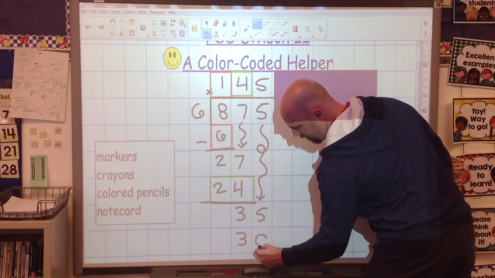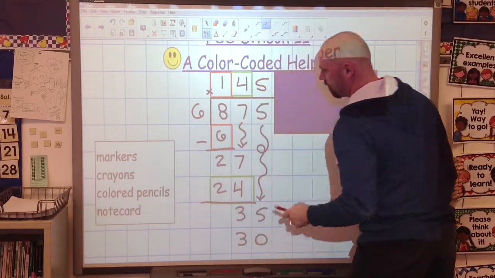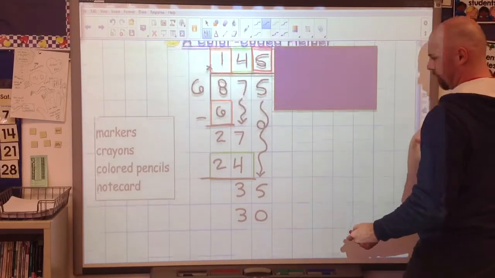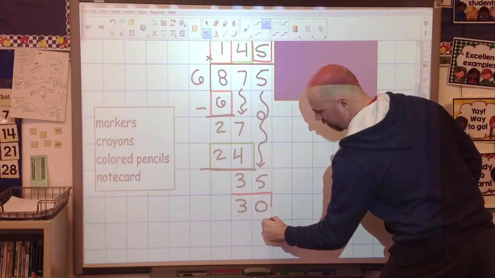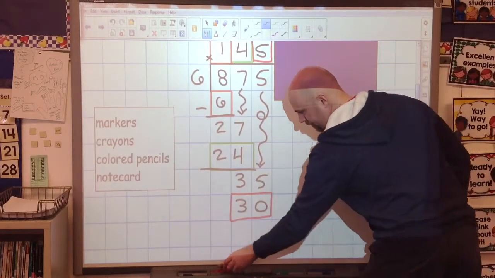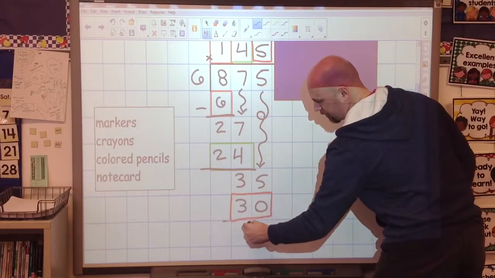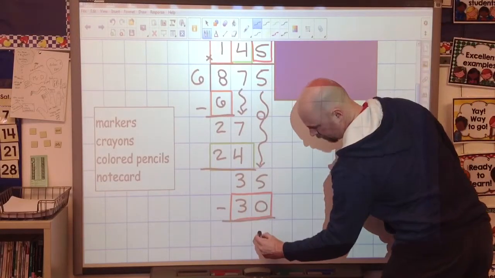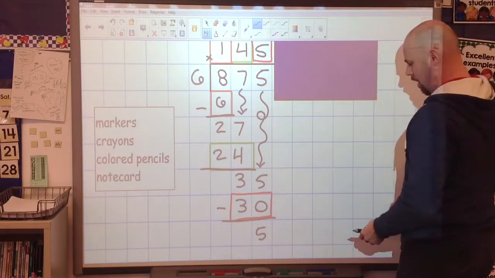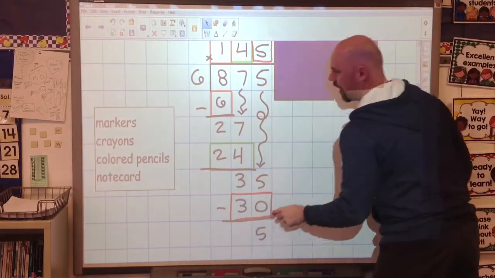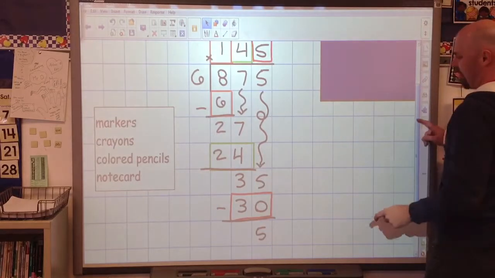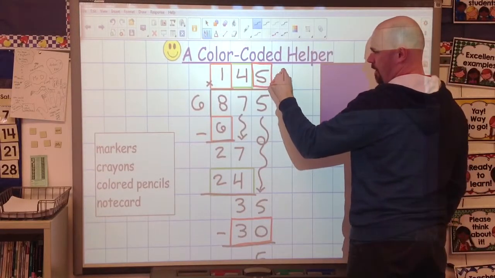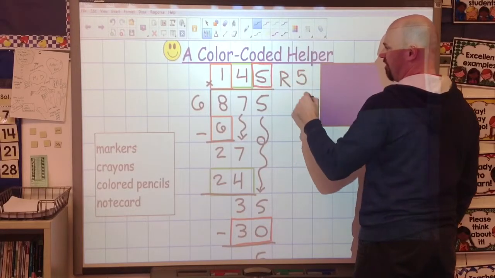And now I need to grab another color here. Here is my fact. Here is my product. I have to have matching colors. And now I need to subtract. And now I would go to do the last slide, but since I have nothing left to slide down, I know that I am done with a remainder of 5.